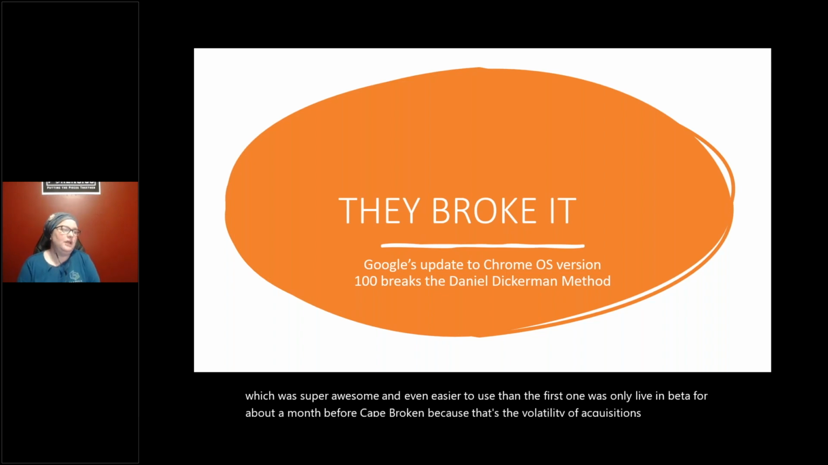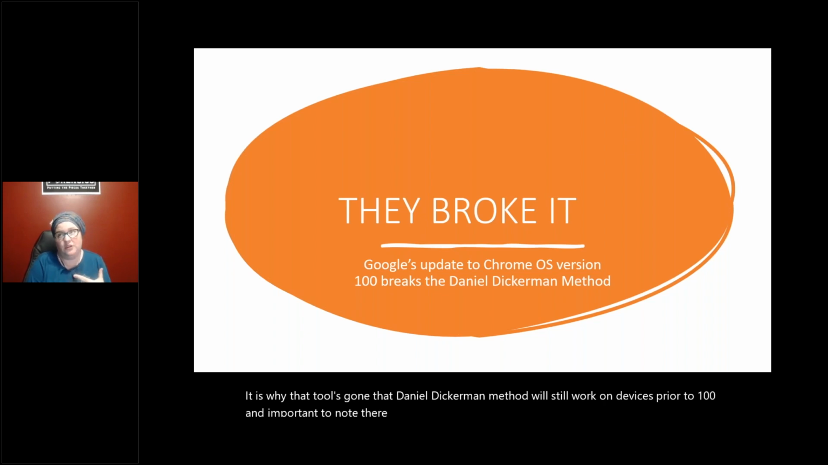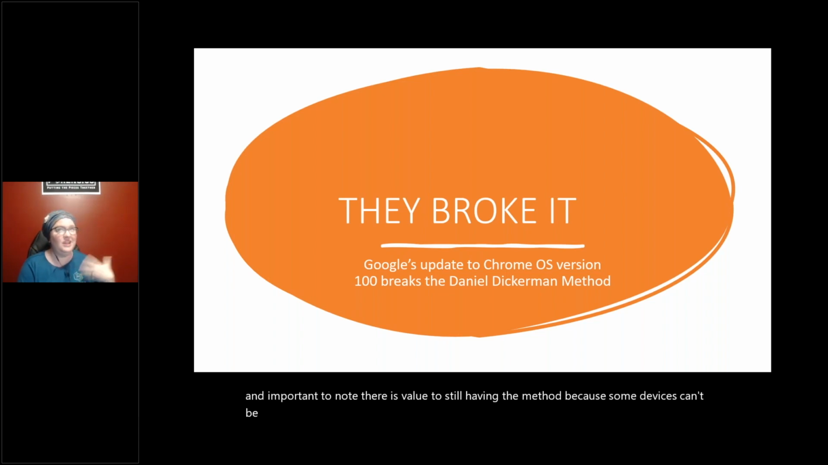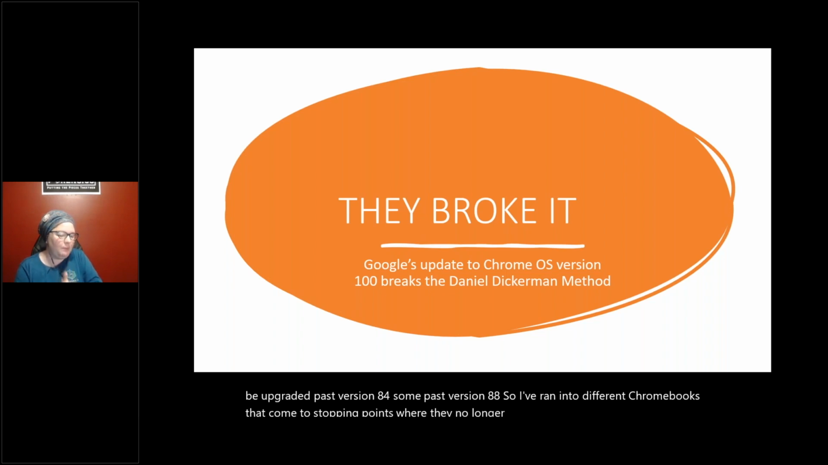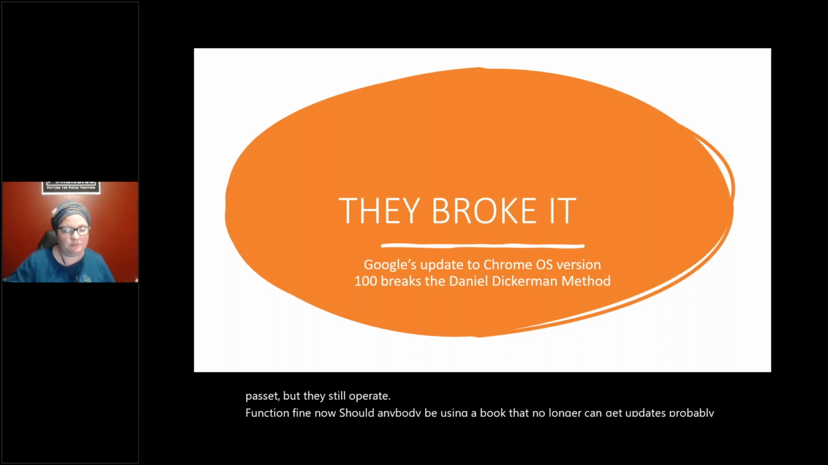So just so you know where it is, why that tool's gone, the Daniel Dickerman method will still work on devices prior to 100. And important to note, there is value to still having the method, because some devices can't be upgraded past version 84, some past version 88. So I've run into different Chromebooks that come to stopping points where they no longer support upgrade of the operating system past that, but they still operate and function fine. Now, should anybody be using a book that no longer can get updates? Probably not, but it is definitely a problem.